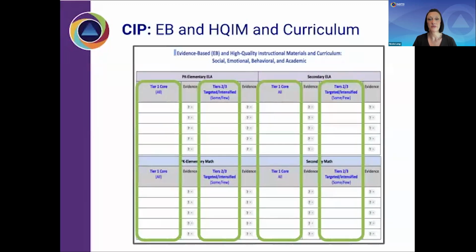This planning and documentation is essential to support the fidelity of our layered continuum of supports and allows the analysis of the scope and sequence of supports at each level. We document our evidence-based practices, high-quality materials, and curriculum for social, emotional, behavioral, and academic supports at all levels, PK through 12.